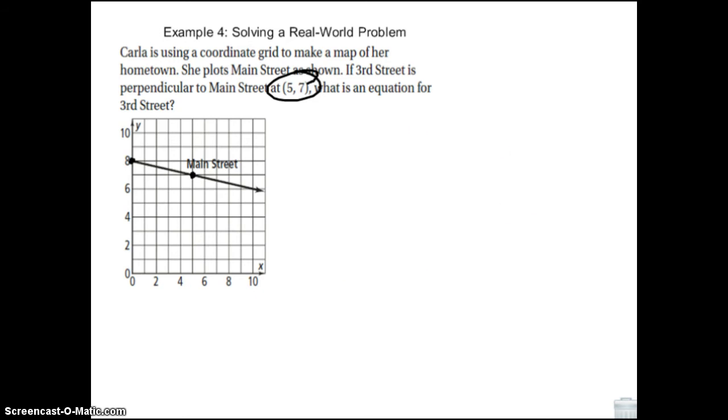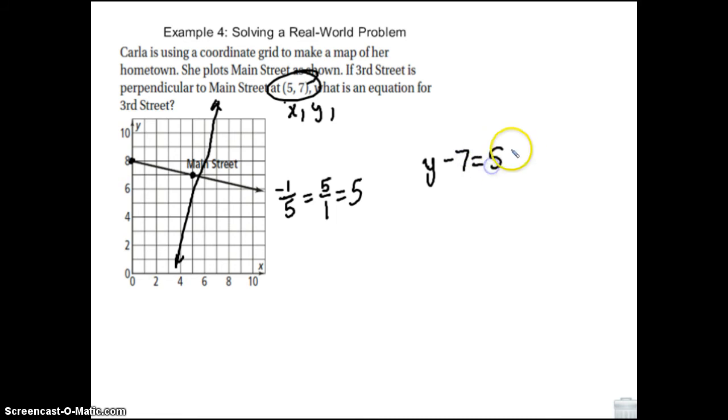The slope of this line right here was negative 1 over 5. So that means if I want to find a line perpendicular to it at this dot right here, I have to find the opposite reciprocal of negative 1 over 5, which is 5 over 1, or just 5. So now I can write it in point slope form. So that's y minus 7 equals 5 times x minus 5. If I would have put negative 1/5 right here, it would have given me a line parallel to Main Street, not perpendicular. Glad I caught myself on that.